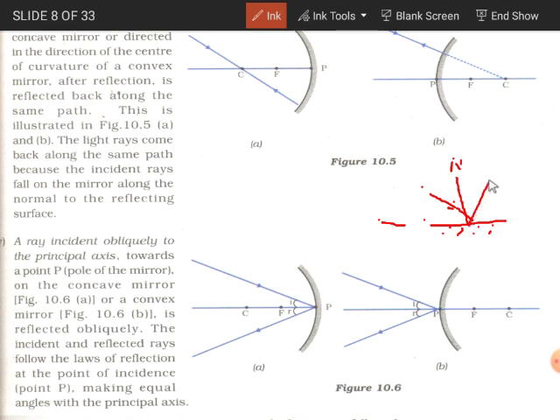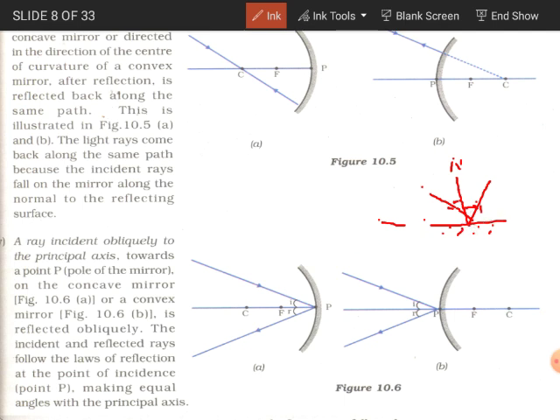The reflected ray will be coming out like this. So what happened? This is the angle of incidence, and this angle will be the angle of reflection, right? So incident ray, reflected ray, and this is a normal.